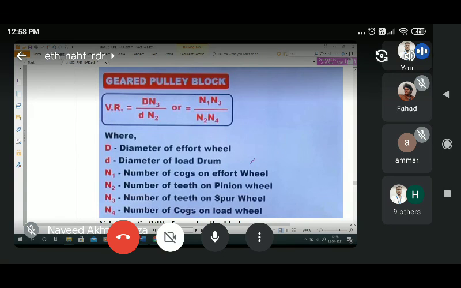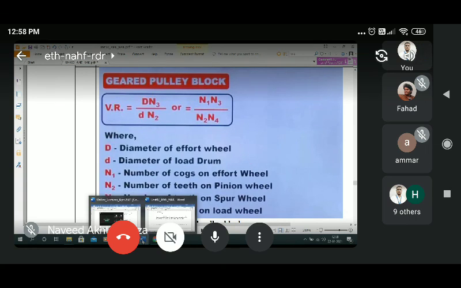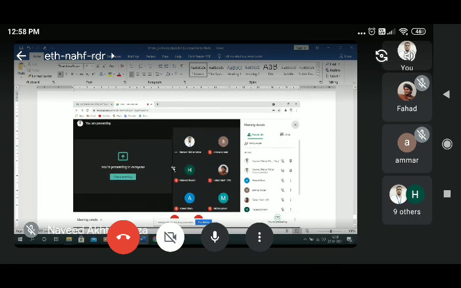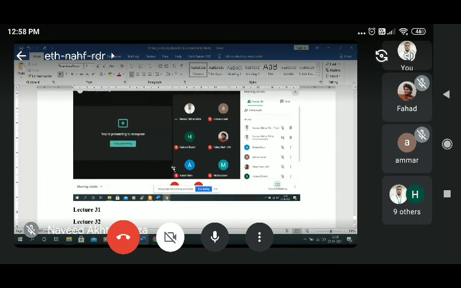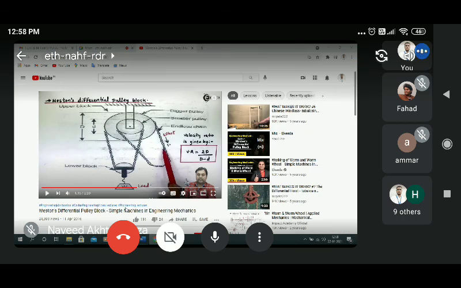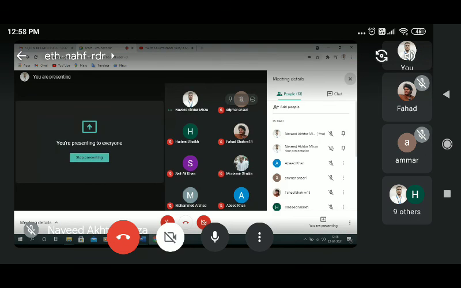Also, we will try to solve some examples on this unit number 2 in our tutorial class on Saturday. So I expect that all the students should join on time. I request all of you to join the lecture on time so that there is no disturbance in the classroom.